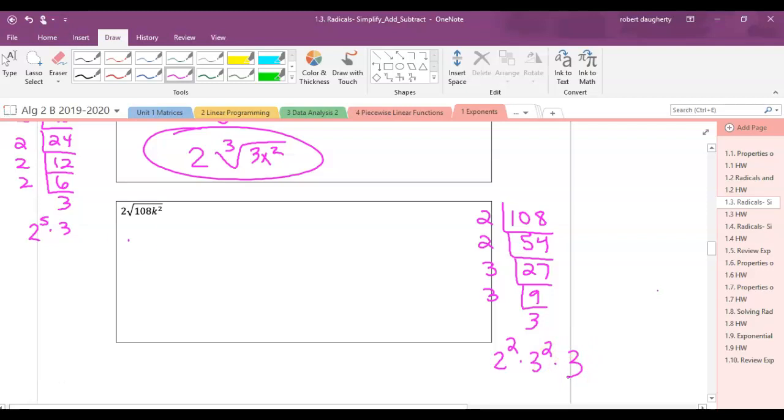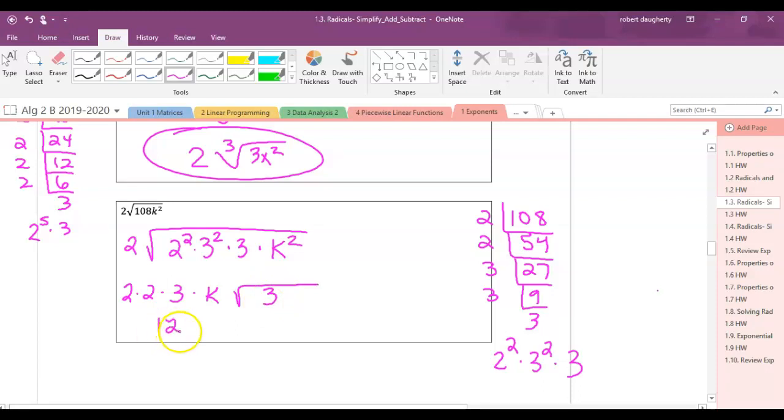So this is 2 times the square root of 2 squared times 3 squared times 3 times k squared. Square root of 2 squared is 2, so I'm going to have 2 times 2. Square root of 3 squared is 3. Square root of k squared is k. And then what's left under the radical is just the square root of 3. So this is 12k times the square root of 3.